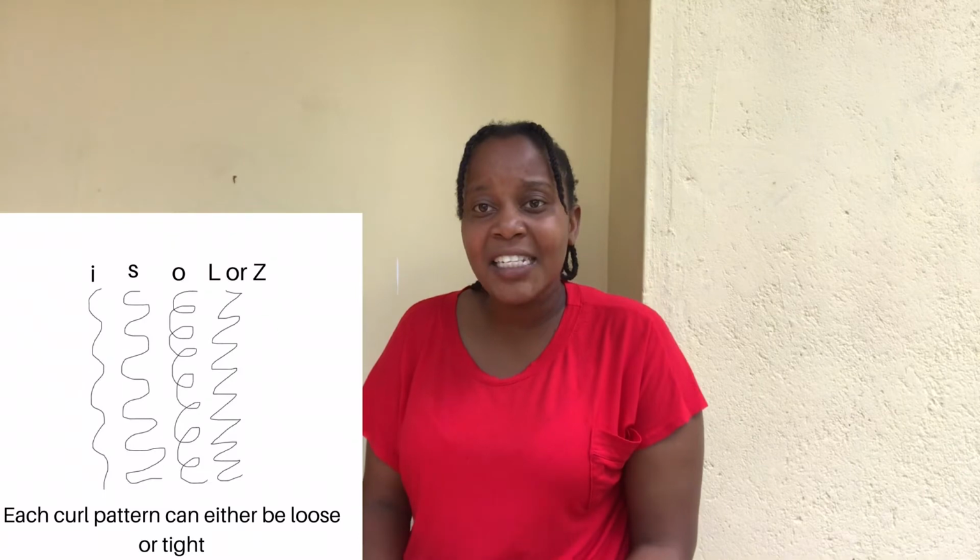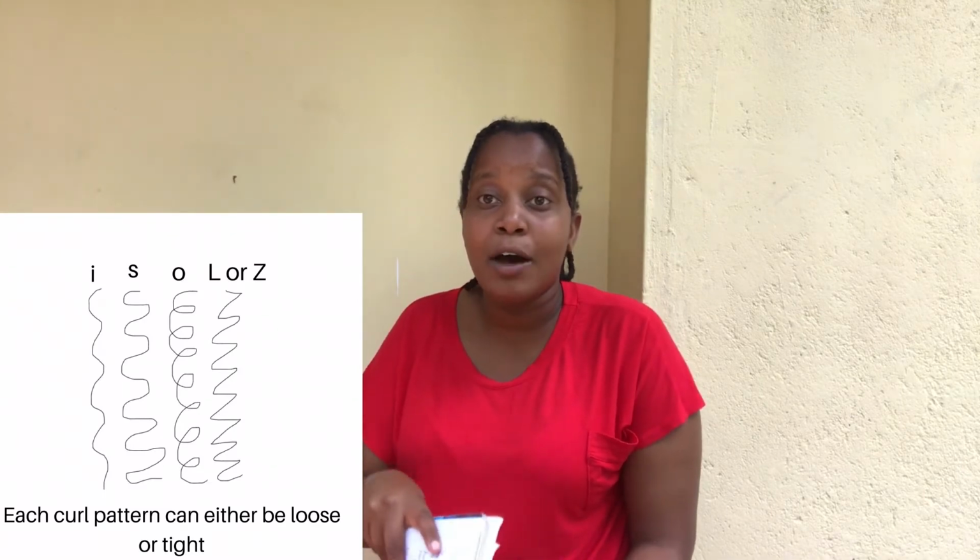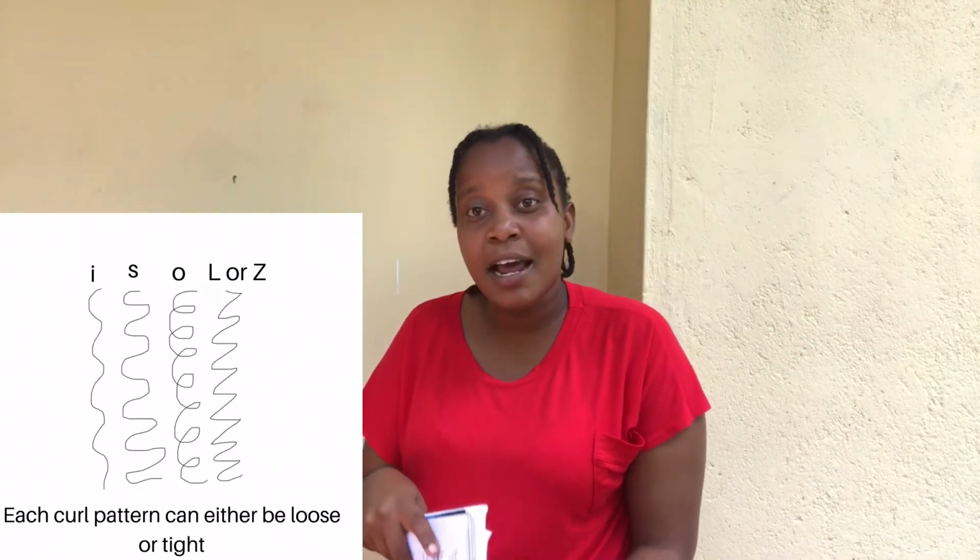So let's move to hair texture. Now, hair texture refers to how loose or how tight your curl pattern is. In other words, it's also called shrinkage. Now, the looser your curl pattern is, the less shrinkage you'll have. The tighter your curl pattern is, the more shrinkage you'll have.